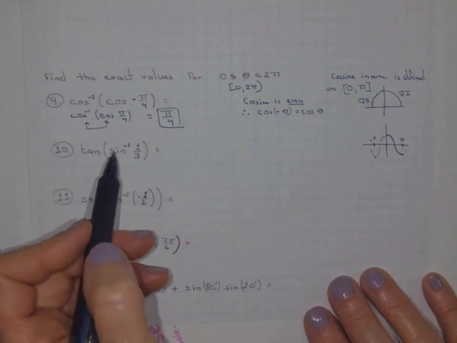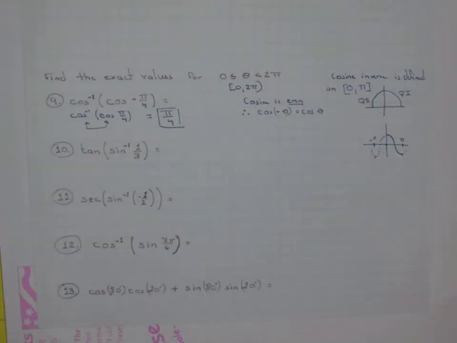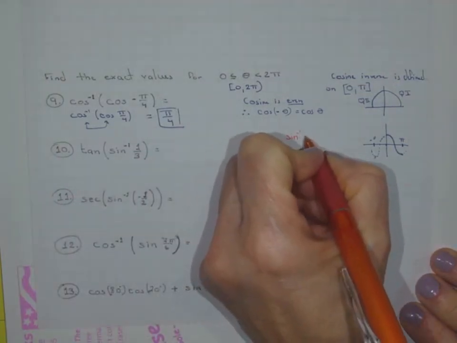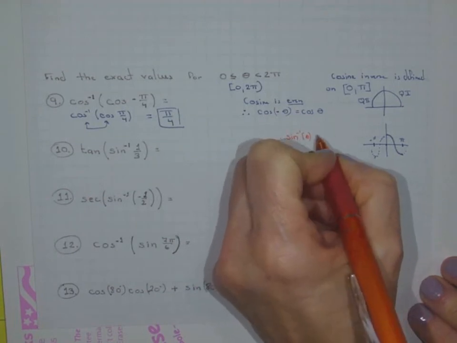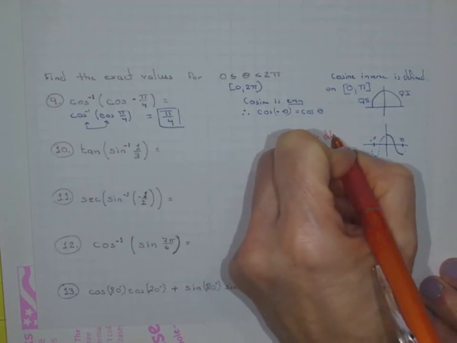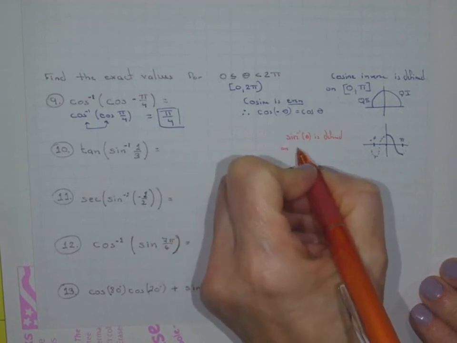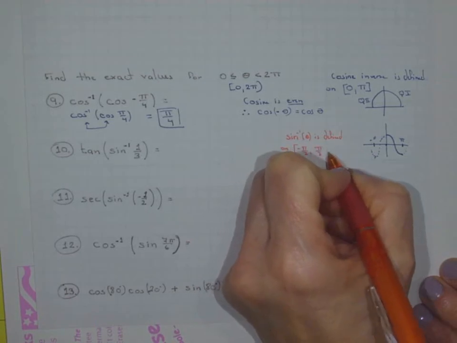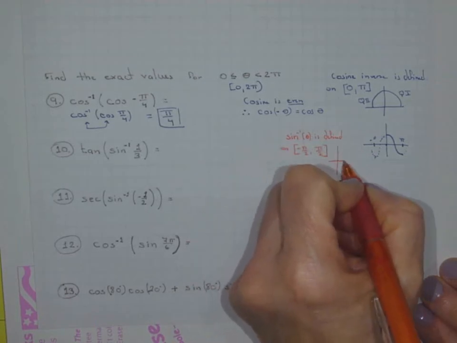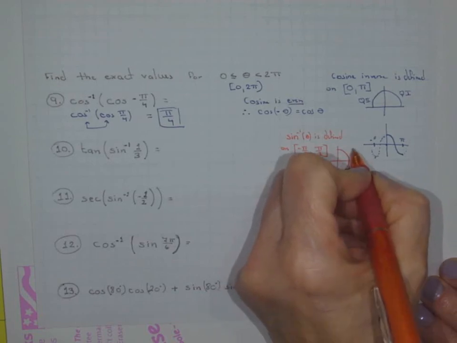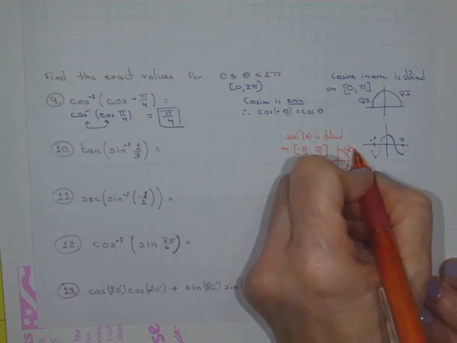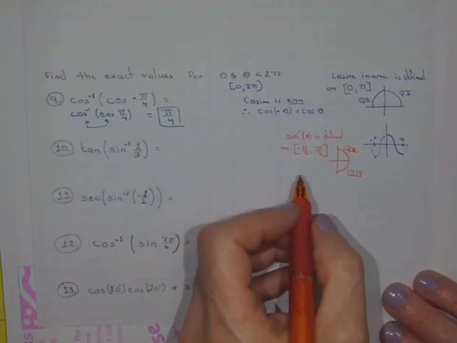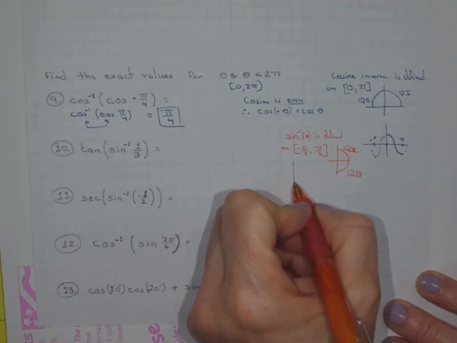All right. Sine inverse. Now the sine inverse, let's use a different color so that we don't mix them up. So the sine inverse of an angle is going to be restricted, so is defined on the interval, and that will be from negative pi over 2 to positive pi over 2. And really what it is is quadrant 1 and quadrant 4.